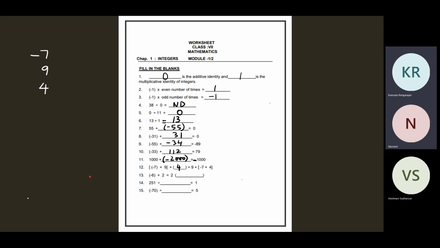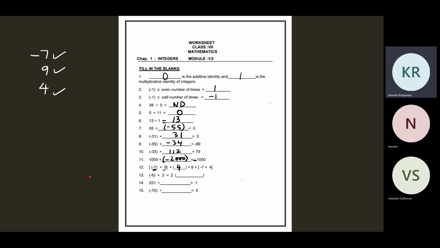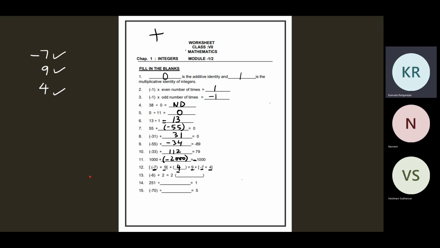We need to identify the 3 numbers. Forget the operations. They're connected by plus or minus signs. Leave that. You need to identify the numbers. The numbers are minus 7, 9, and 4. You can see the same numbers on the other side of the equal to sign. And the 3 numbers are connected by which operation? Addition. They're connected by the plus sign. The operation is addition, but the addition is done in a different order.